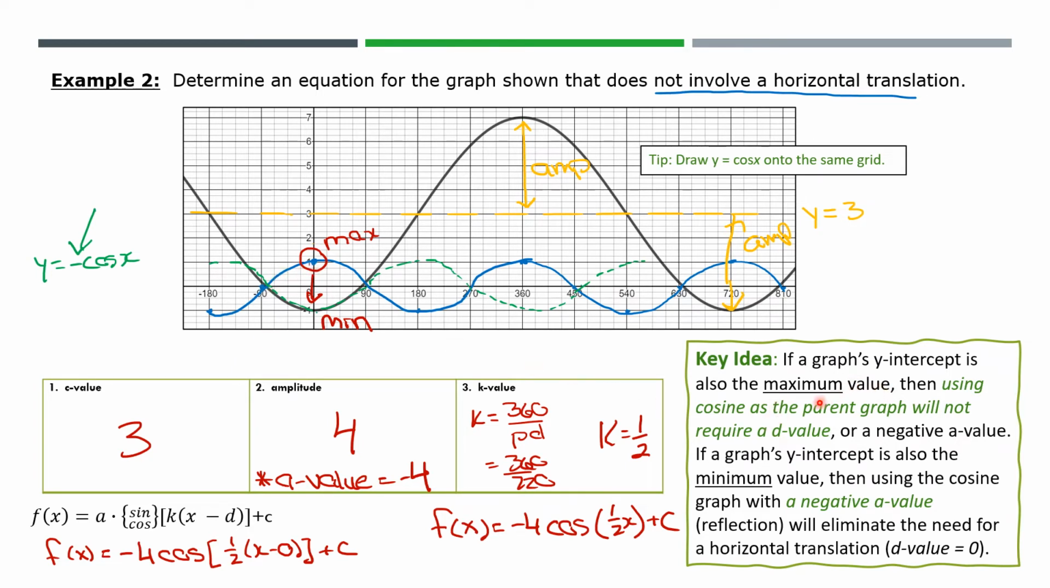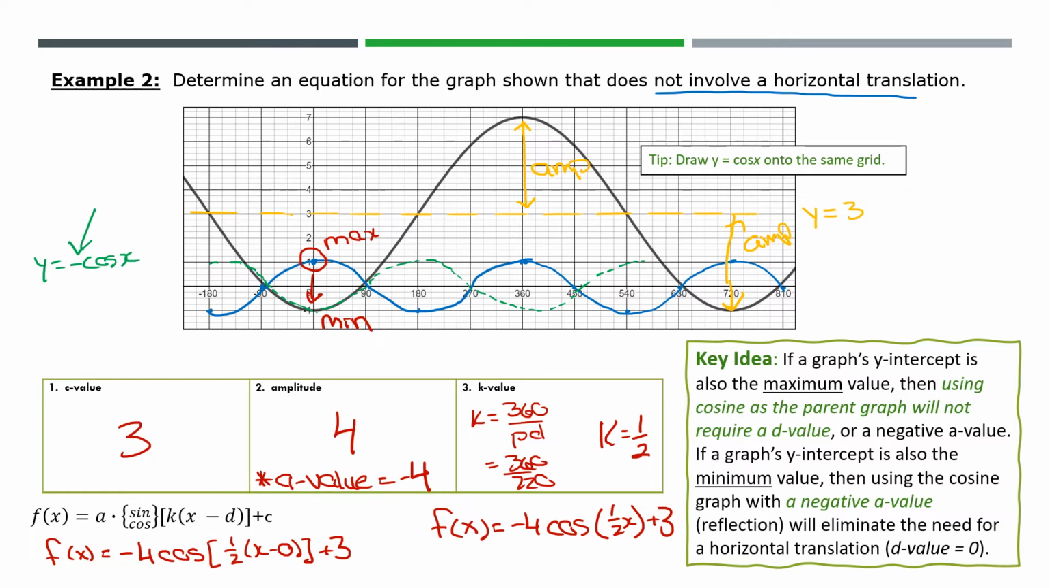So if my graph had a max there as well, I wouldn't need a d value, and I wouldn't need a negative a value. If it has a minimum on the y-axis, all I need to do is throw in a vertical reflection here. And that makes this equation, oh, I'll put a c there, sorry. Should have put a 3 there. Erase that. That should be a 3. Okay, so that's a good example to watch again later when you start doing your homework. But let's do some more.